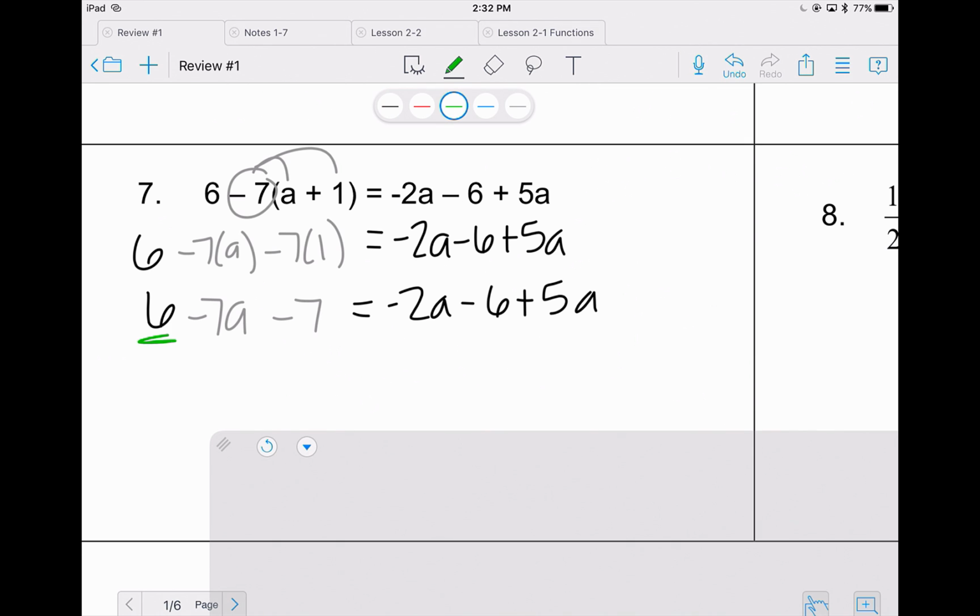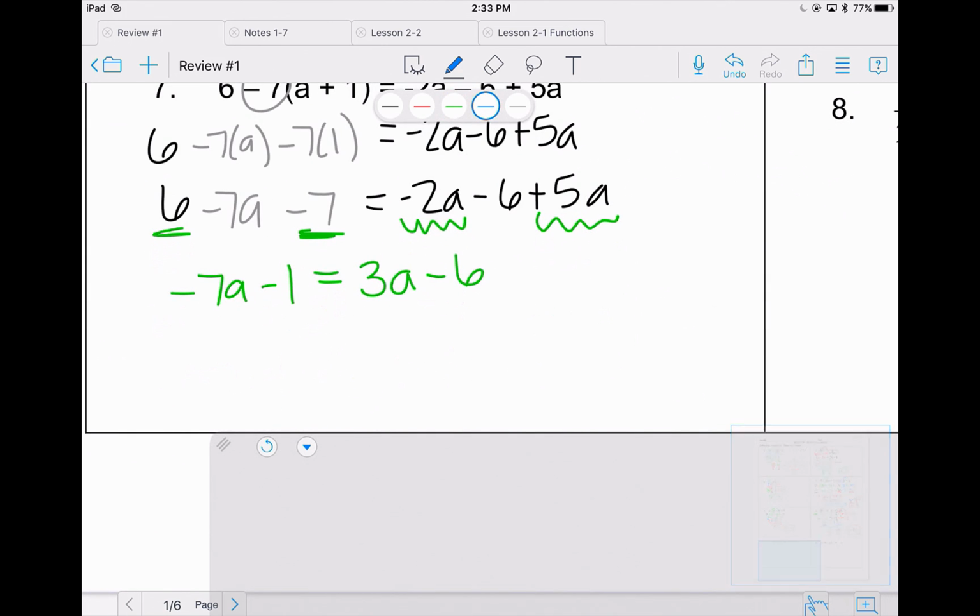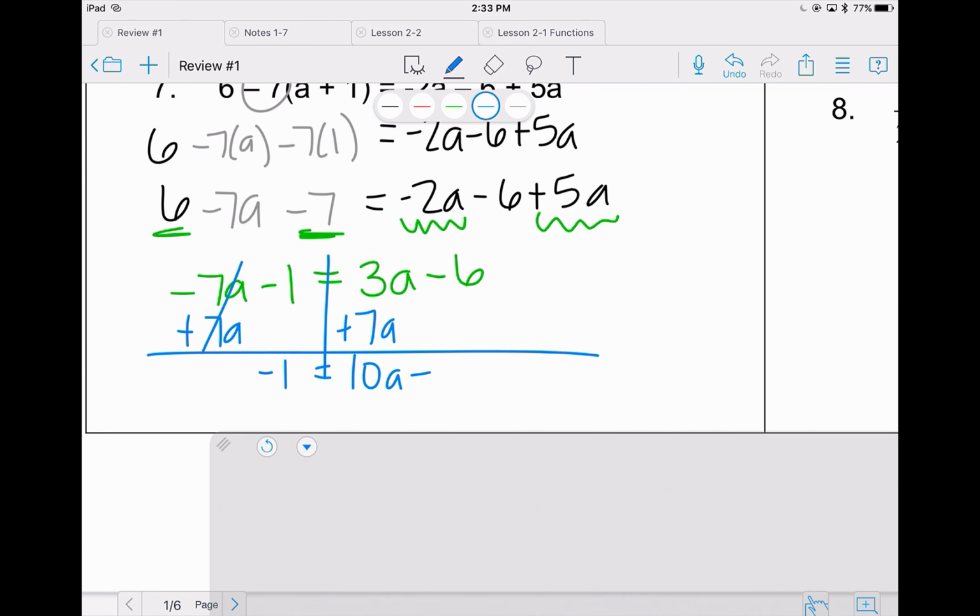Next, I'm going to combine my like terms. So -7a, and then 6 minus 7 is -1. On the right side, I can combine some a's, so -2a's plus 5a's is 3a's minus 6. From here, I'm going to move the smaller a. The smaller a is that -7a. So -1 equals 10a minus 6.